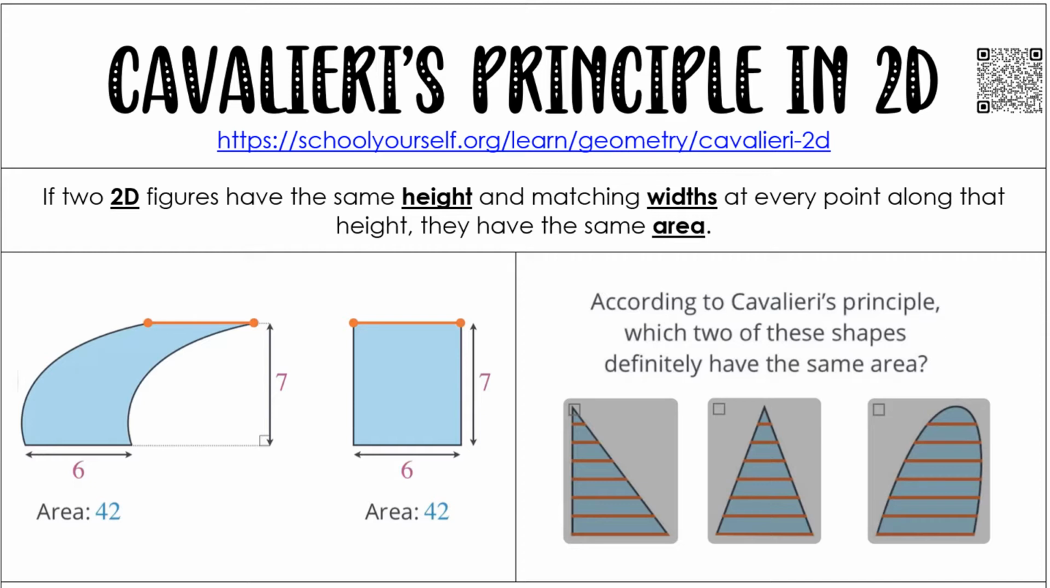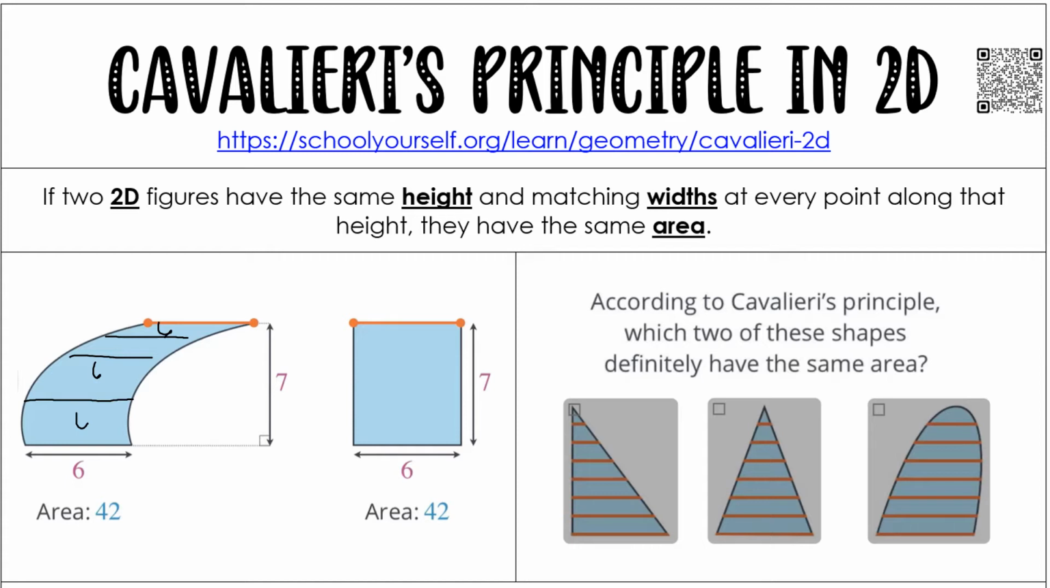Now to the left of that, we've got kind of this crazy looking shape, kind of looks like a wave, but you can see that the width is 6, just like the rectangle. And if I were to draw from any point across, it would be 6. Everywhere would be 6. So the width is going to be 6 everywhere along it. And the height of that shape, because it's perpendicular, is also 7. So even though that shape looks totally different, because they have the same base width all along and they have the same height, then they both have an area of 42.